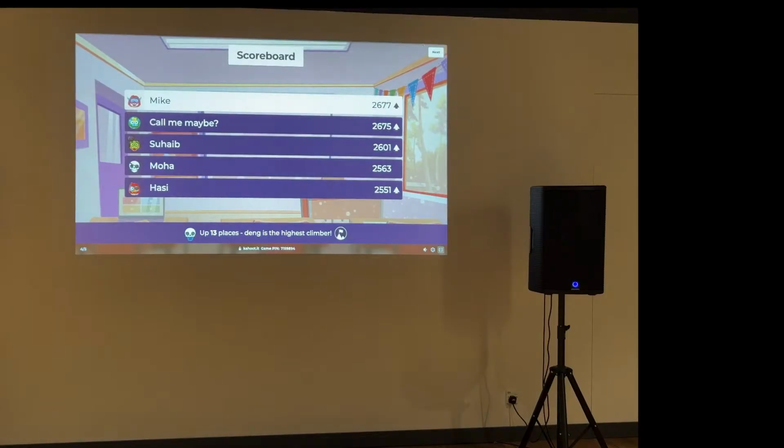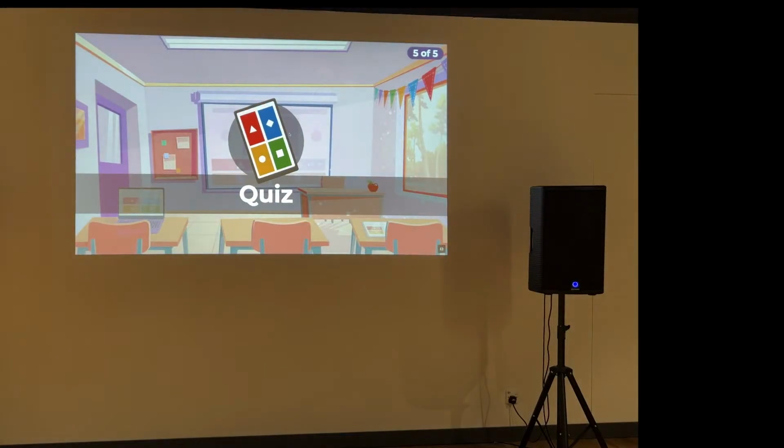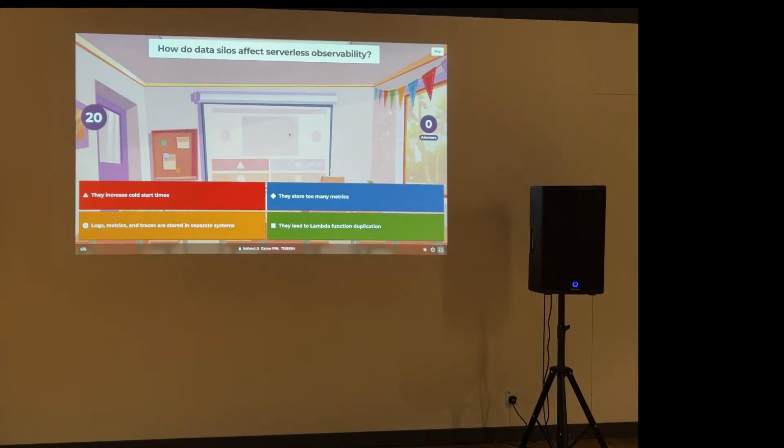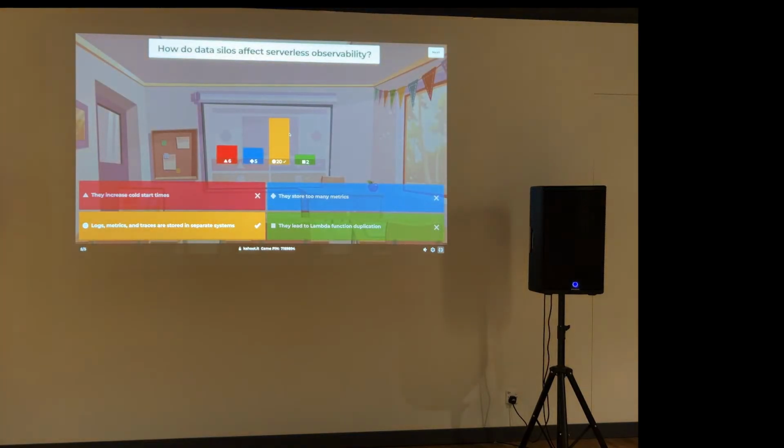All right, next. The 5th question. How do data silos affect serverless observability? They increase cold start times? Logs, metrics, and traces are stored in separate systems? They store too many metrics? Or they lead to Lambda function duplication? All right, the right answer is logs, metrics, and traces are stored in separate systems. And let's see who won it.